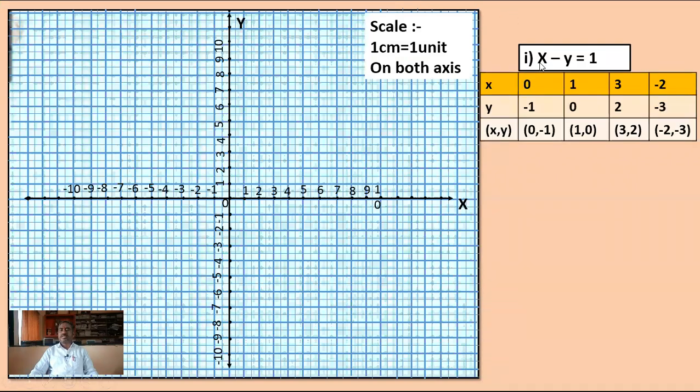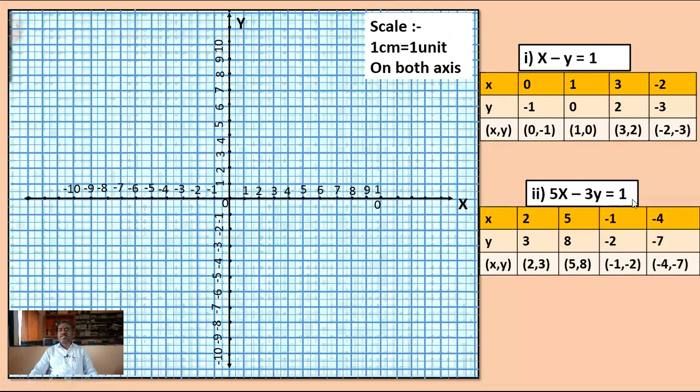For the first equation in the simultaneous equations, x minus y is equal to 1, we get the coordinate points 0 minus 1, 1 0, 3 2, minus 2 minus 3. And for the second, 5x minus 3y is equal to 1, we get the coordinate points 2 3, 5 8, minus 1 minus 2, minus 4 minus 7. To find the solution of this simultaneous equation by using the graphical method.